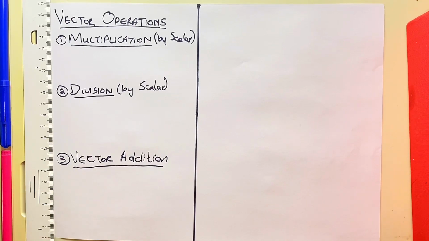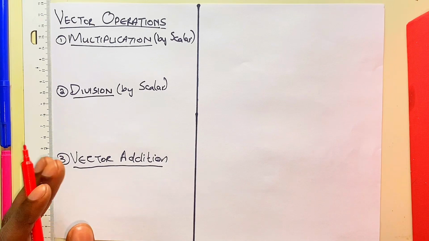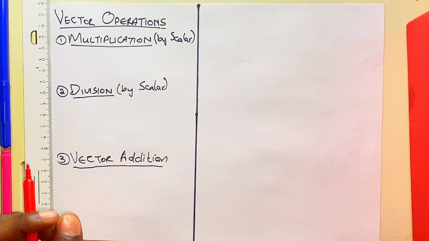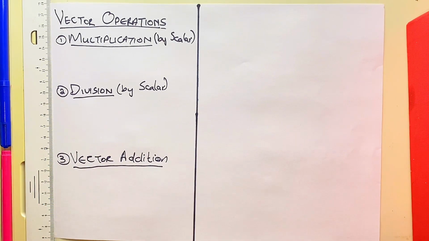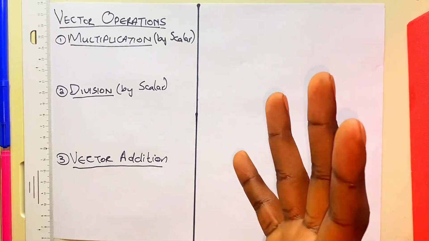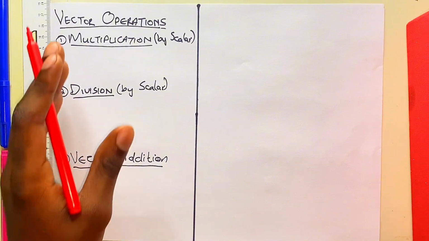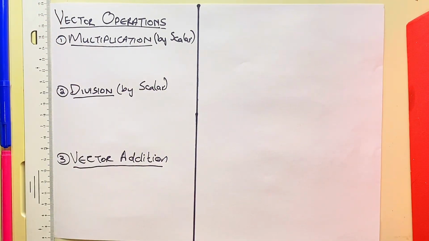Now that we know what vectors and scalars are, we can talk about vector operations. Operations are how we add vectors, how we multiply them, how we divide them, and how we subtract them. I'm going to start with multiplication.